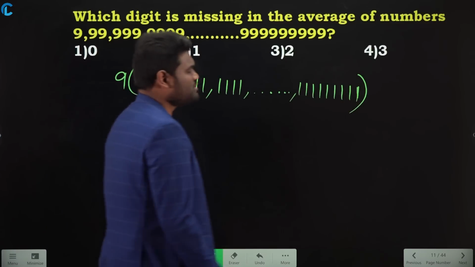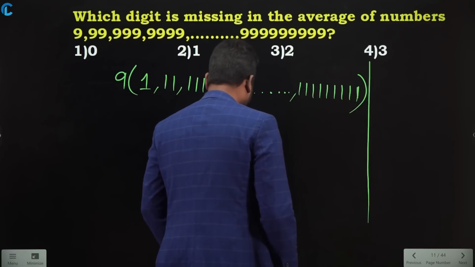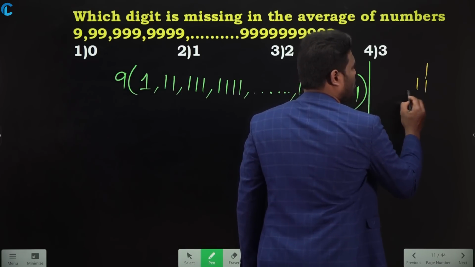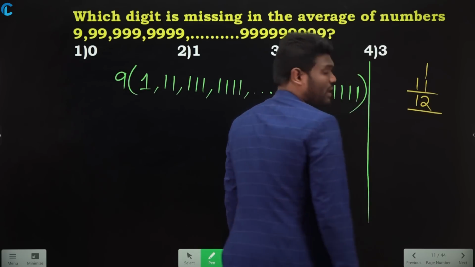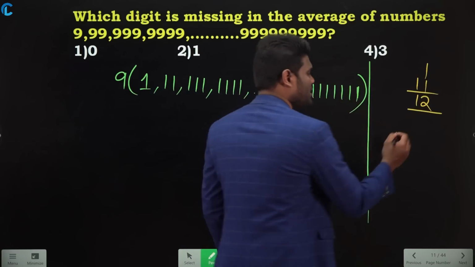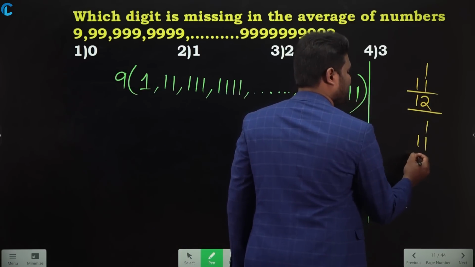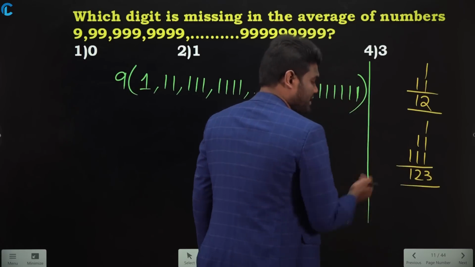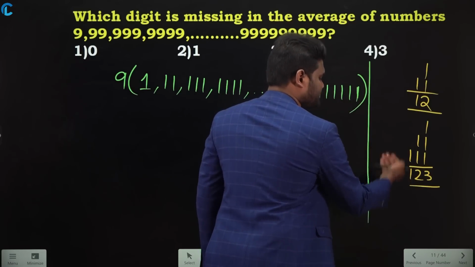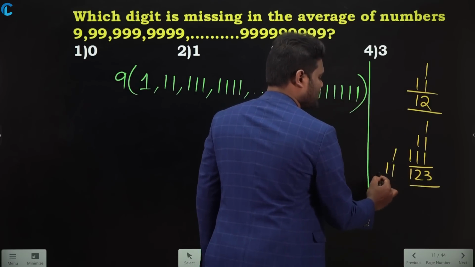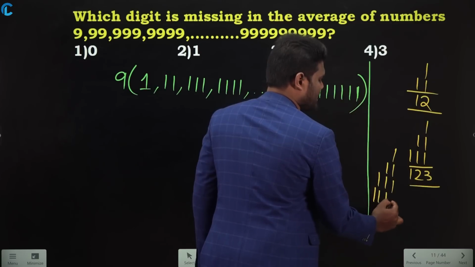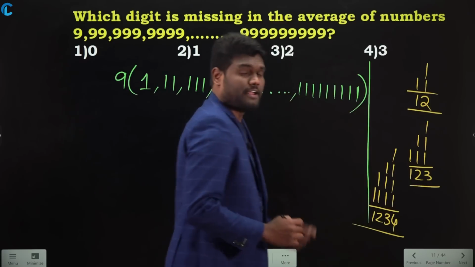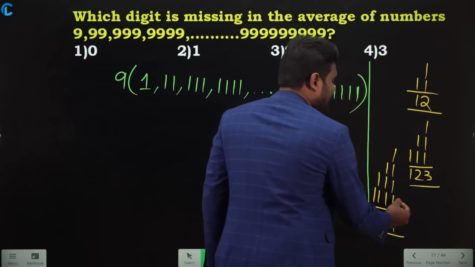Now if you observe here carefully, you need to know one important point here. What is 1 plus 11? 1 plus 11 is nothing but 12. Similarly, what is 1 plus 11 plus 111? Now this is 1, 2, 3. Yes or no? Similarly, 1, 11, 111, 4 ones. If you add this, it is going to be 1, 2, 3, 4. Yes or no?